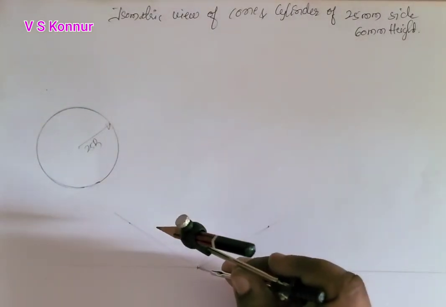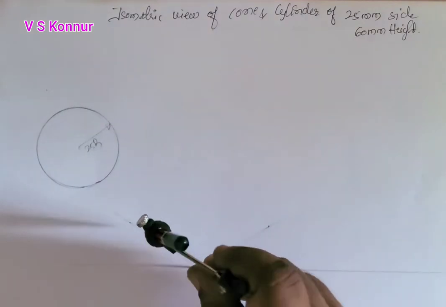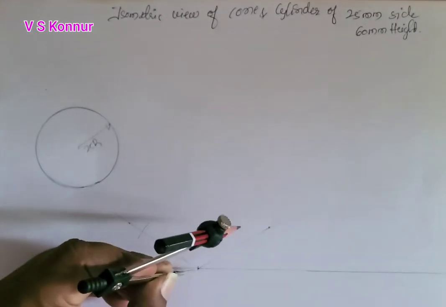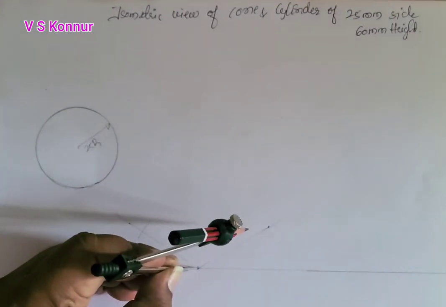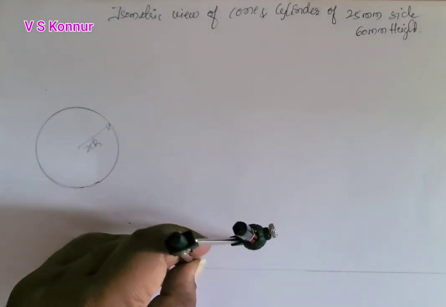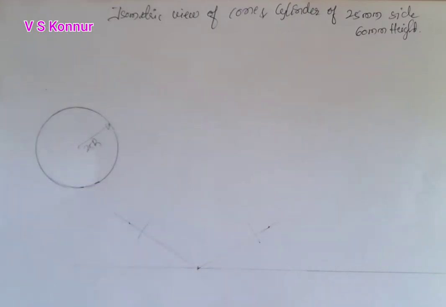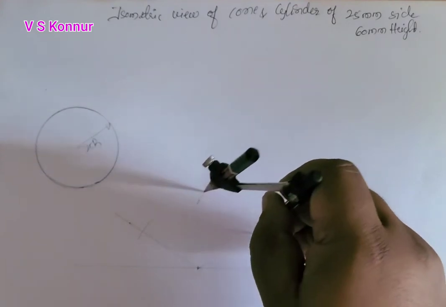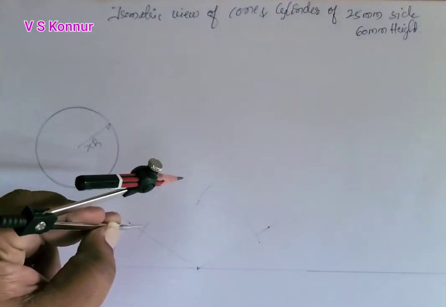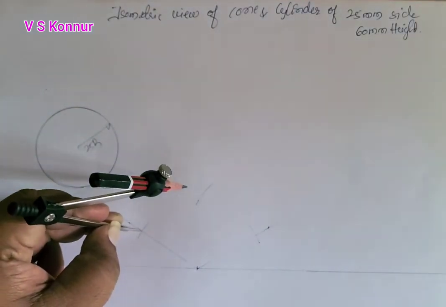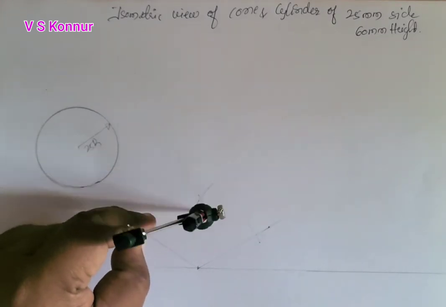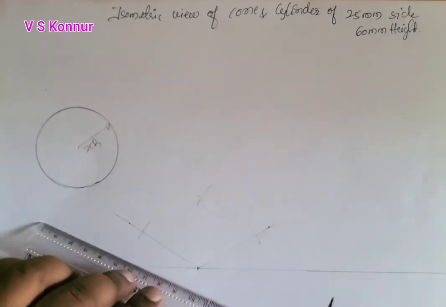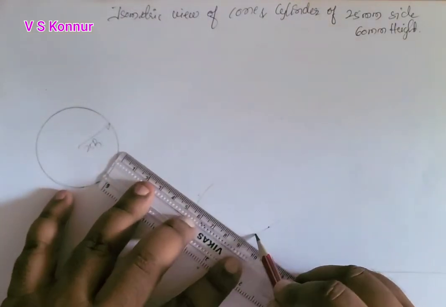By keeping it at this point, we'll draw an arc here on either side, because on all sides the circle has the same diameter, there is no length. So it is very easy to make a box because all the sides are the same. So we got all the points. We'll join all the points.